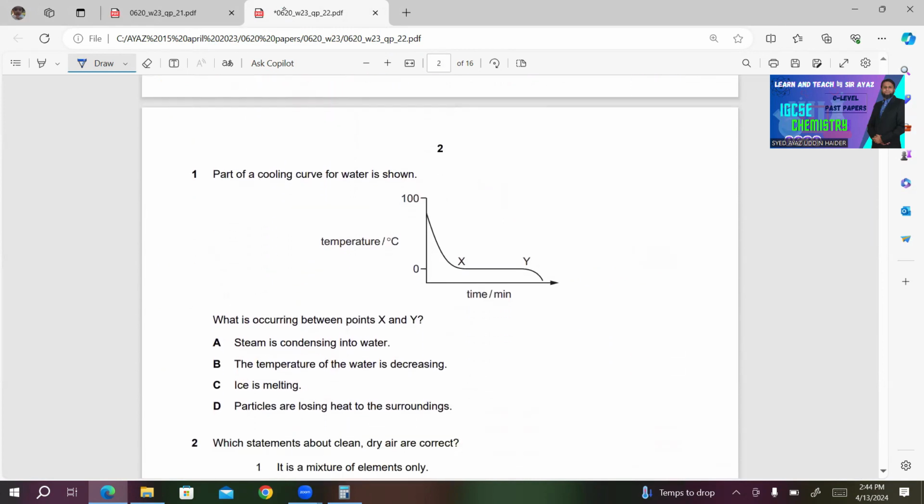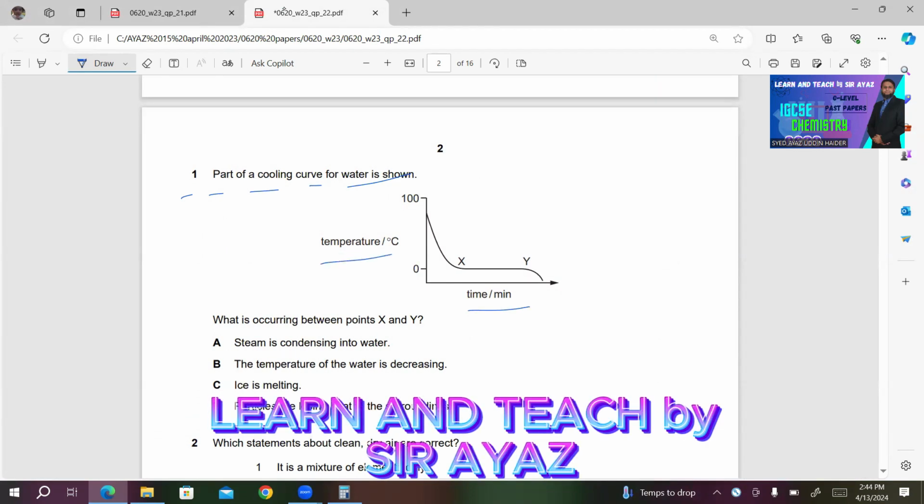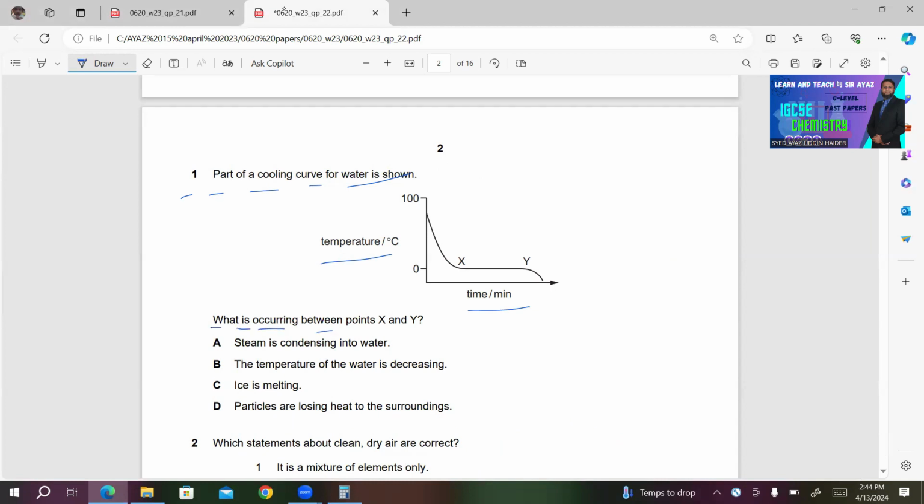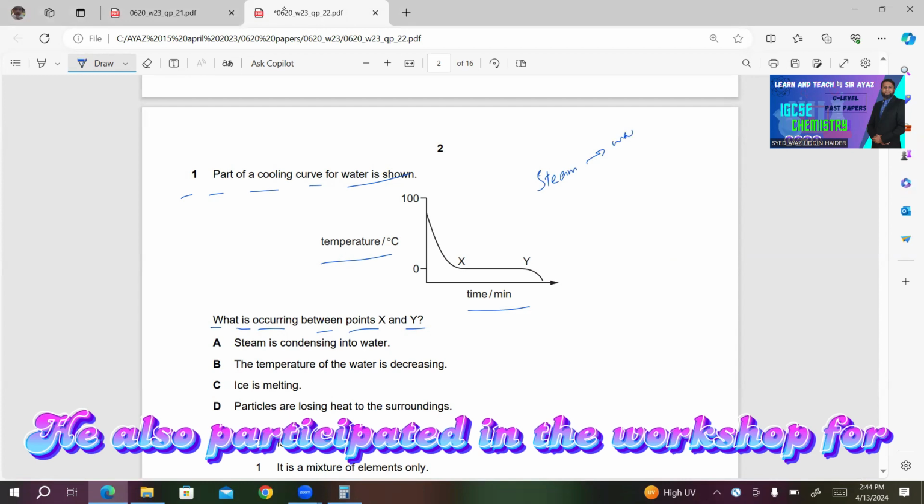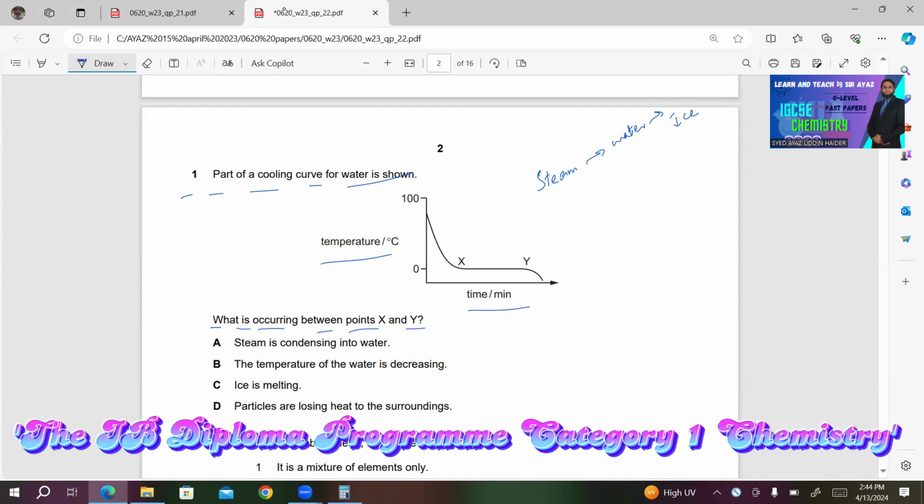Let's start the paper. Number one, part of a cooling curve for water is shown. On the x-axis, you see time in minutes, and on the y-axis, you see temperature in centigrade. What is occurring between points X and Y? So it's a cooling curve of water, which means we are starting from the steam state, steam to water, then ice. So A, steam is condensing into water.